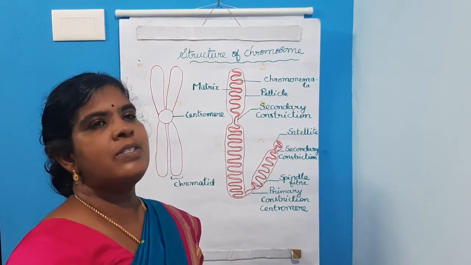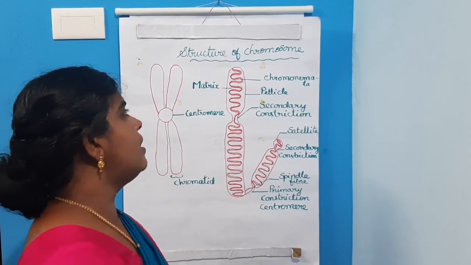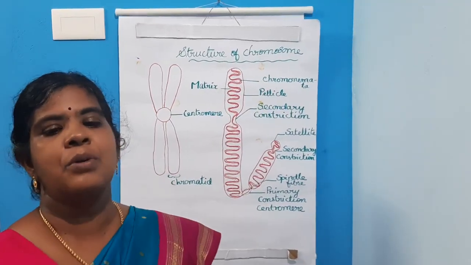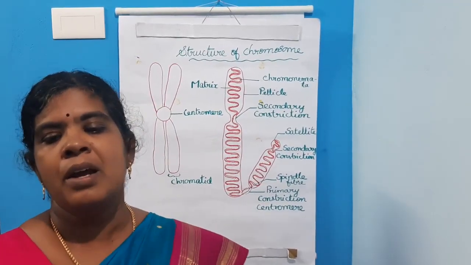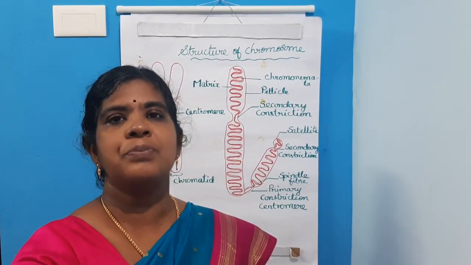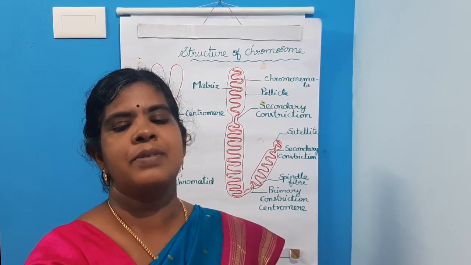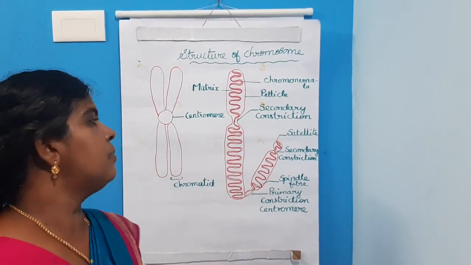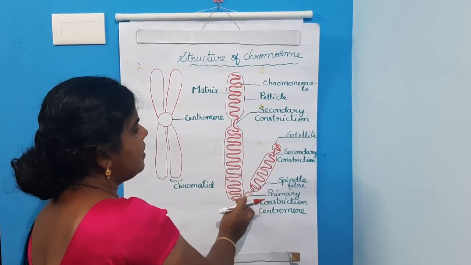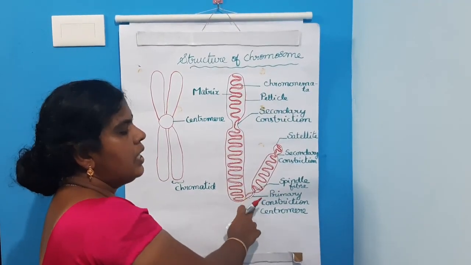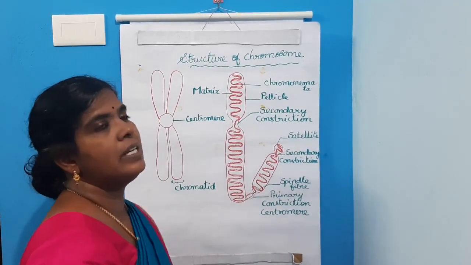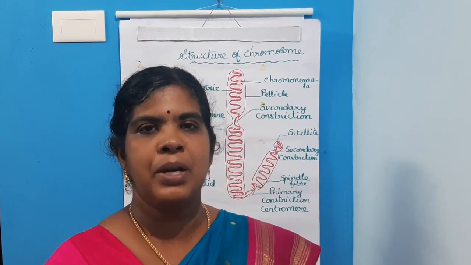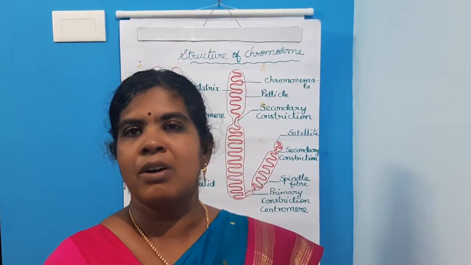The chromosome consists of four important parts. The outer covering of the chromosome is called the pellicle. One is the primary constriction. The two arms of the chromosome are joined by a central body, which is called the primary constriction, or centromere.